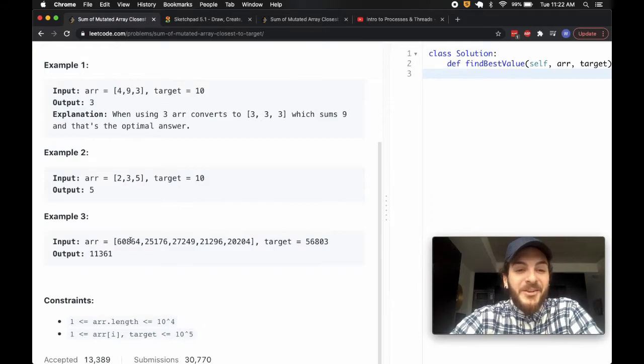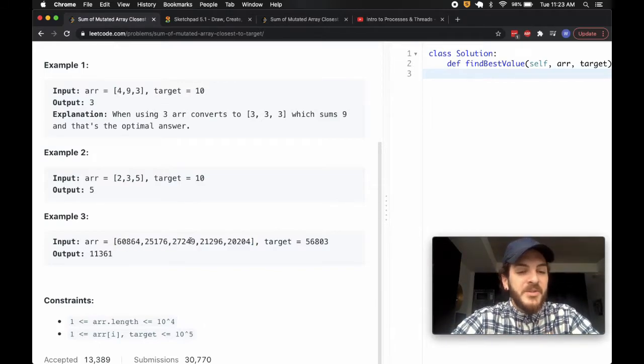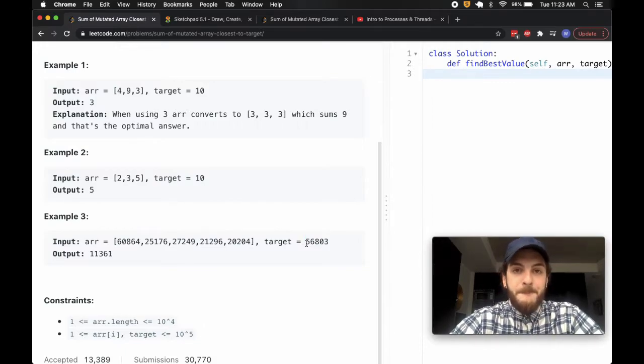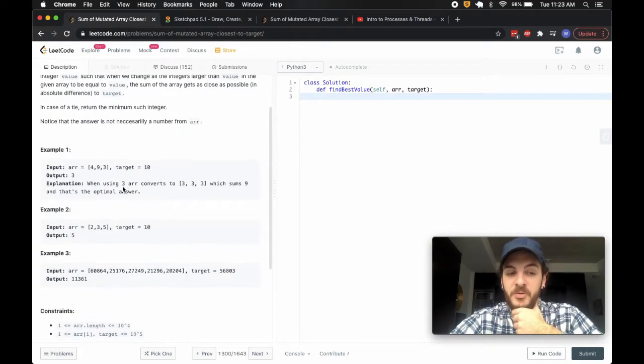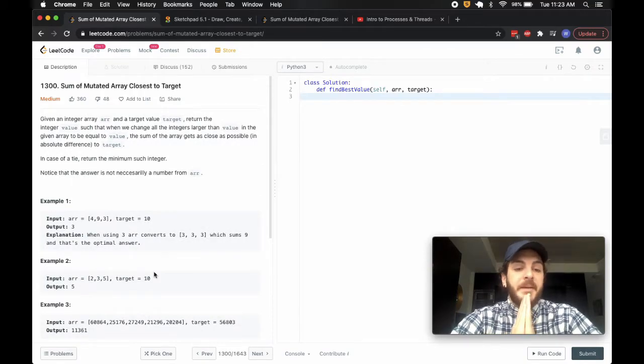In this array, we're not going to go through the math here on how this one checks out, but the target is 56,803, and the output, notice, is 11,361. None of these numbers is 11,361. What we notice, though, is that 11,361 is smaller than all these numbers. That means that by returning this, we're implying that we need to change every single one of these numbers to 11,361. Summing that up would get us as close to 56,803 as possible. So I hope that at least the question makes sense now. I don't think the answer is obvious, and we'll obviously walk through how to get to these numbers. But that's what the question is asking.